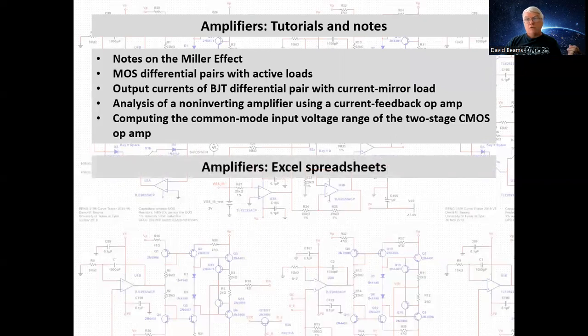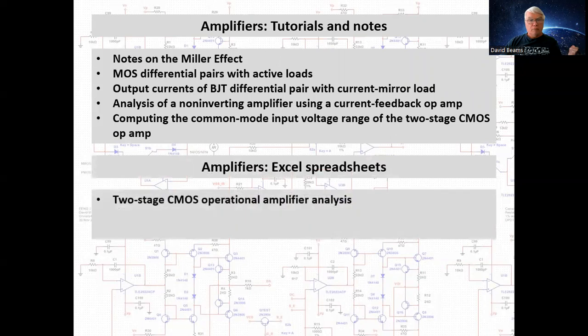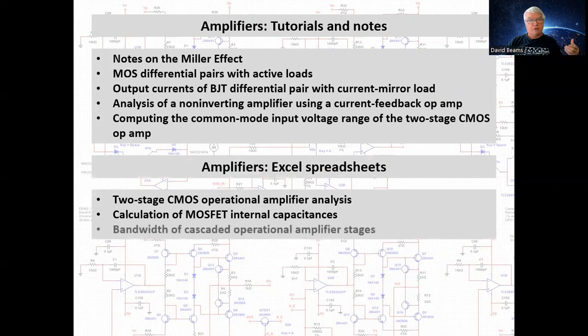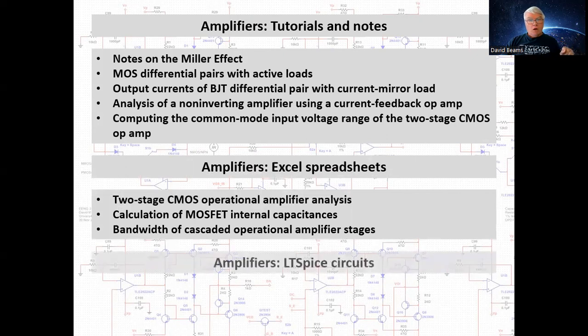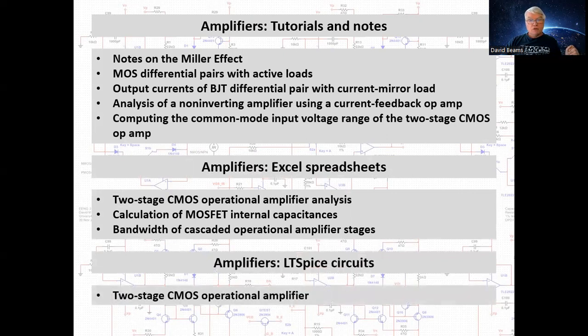Under Excel spreadsheets for design and analysis, we have an analysis of the two-stage CMOS operational amplifier. I have a spreadsheet for calculation of MOSFET internal capacitances for high-frequency simulation of amplifier circuits. And I have a spreadsheet for calculating the bandwidth of an amplifier that's composed of cascaded stages using operational amplifiers. Under LTSpice circuits, to begin with, I have only one. This is the two-stage CMOS operational amplifier.